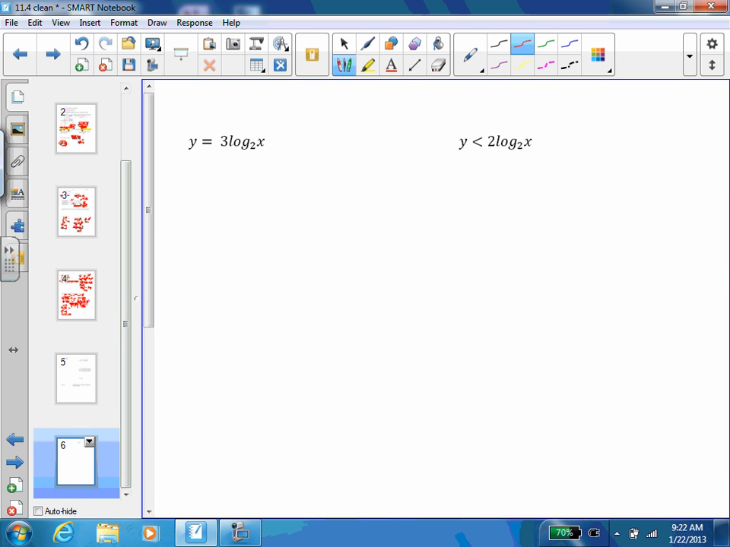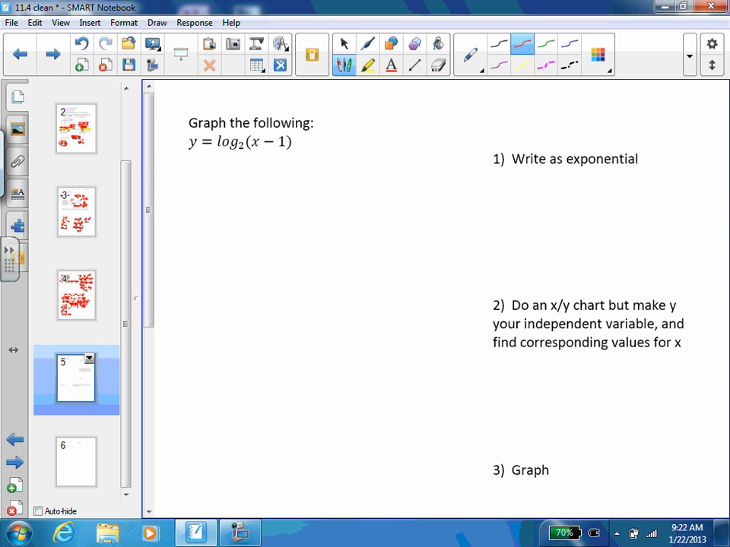How many sections do we have here? Okay, now we're going to graph. This is why we're taking 2 days on this. There's a lot of information here. Do not graph it in logarithmic form. It's easiest to change it to an exponential.